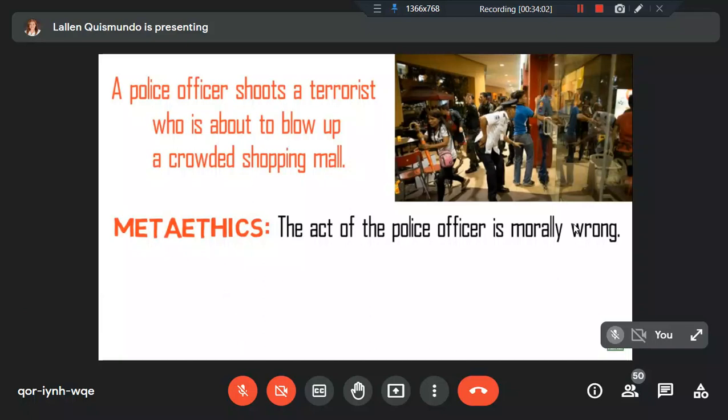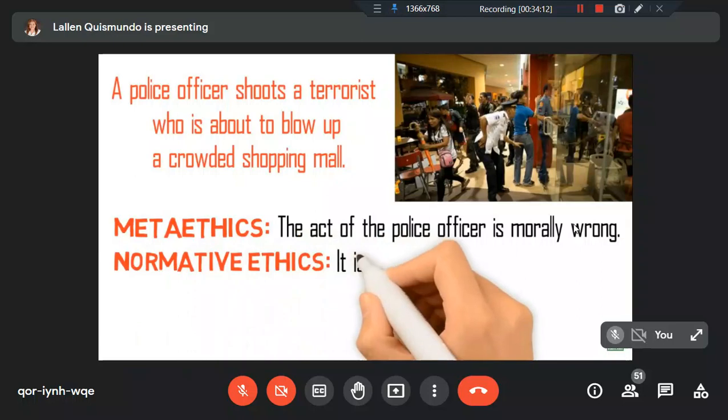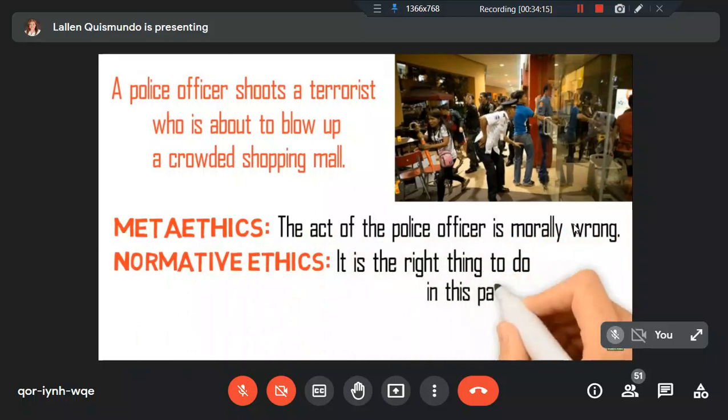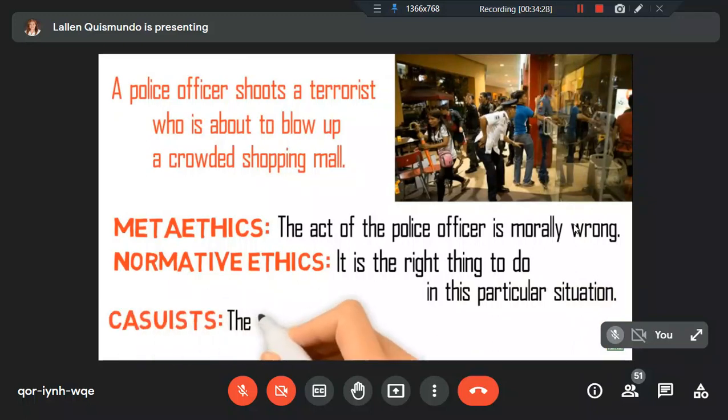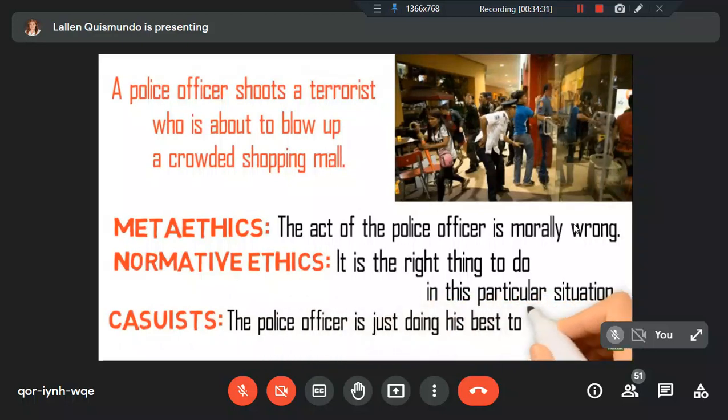However, if the police officer does not shoot the terrorists, many innocent people will die or get injured. Though the police officer's act may be wrong, the adherents of a normative ethics may say that it is the right thing to do in this particular situation, because not doing so will result in the death of so many people. Hence, the action might be morally correct. Finally, the casuists may say that the police officer is just doing his best to fulfill his duty, that is, to protect as many innocent lives as possible.